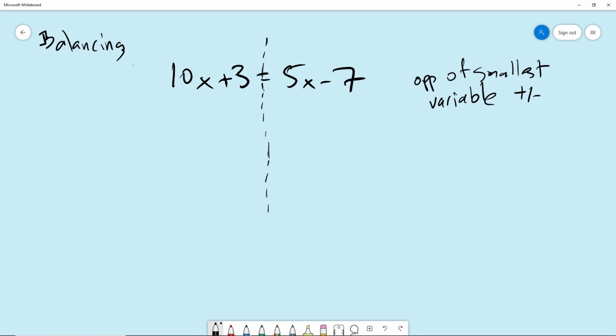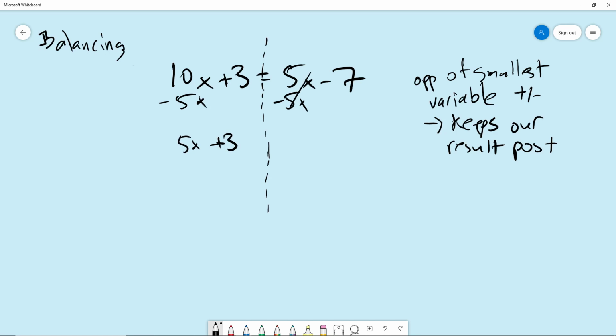This works for adding and subtracting. This keeps our result positive. And I'm not saying positive like your answer is always going to be positive, but watch, if I move the small one, negative 5x, now I'm going to get 5x plus 3. No x is on this side anymore, and I want to make sure I don't lose that negative sign, but I would have negative 7. Why did that happen? Because 5 is the smallest. If I subtract a smaller number from a larger number, I'll have a positive.